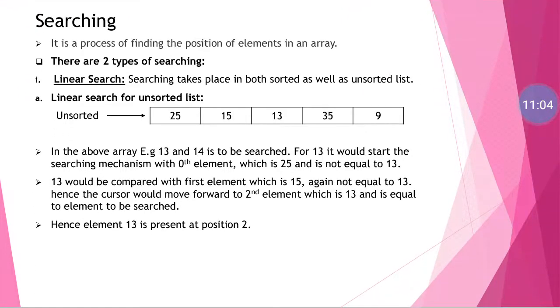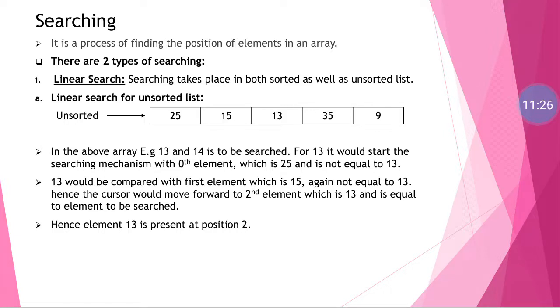Fine. Once we are done with sorting, coming to searching. Searching is nothing but the process of finding the index position of an element, right? There are two types of searching: linear search and binary search. Linear search works for both sorted as well as unsorted lists. Binary search works only for a sorted list. So first, linear search for an unsorted list, obviously this is an unsorted list.